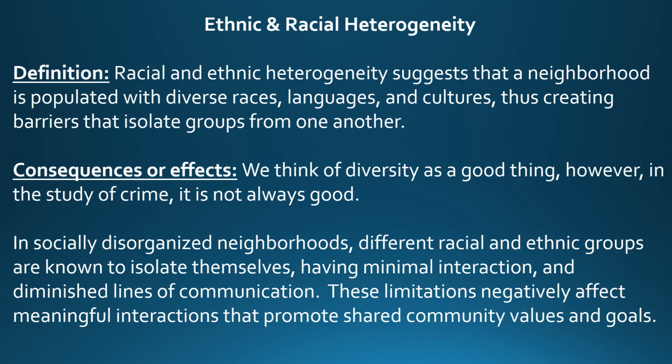Ethnic and racial heterogeneity. Racial and ethnic heterogeneity suggests that a neighborhood is populated with diverse races, languages, cultures, thus creating barriers that isolate groups from one another. Generally, we think of diversity as a good thing. However, in the study of crime, it's not always good. In socially disorganized neighborhoods, different racial and ethnic groups are known to isolate themselves, having minimal interaction, diminished lines of communication. These limitations negatively affect meaningful interactions that promote shared community values and goals.